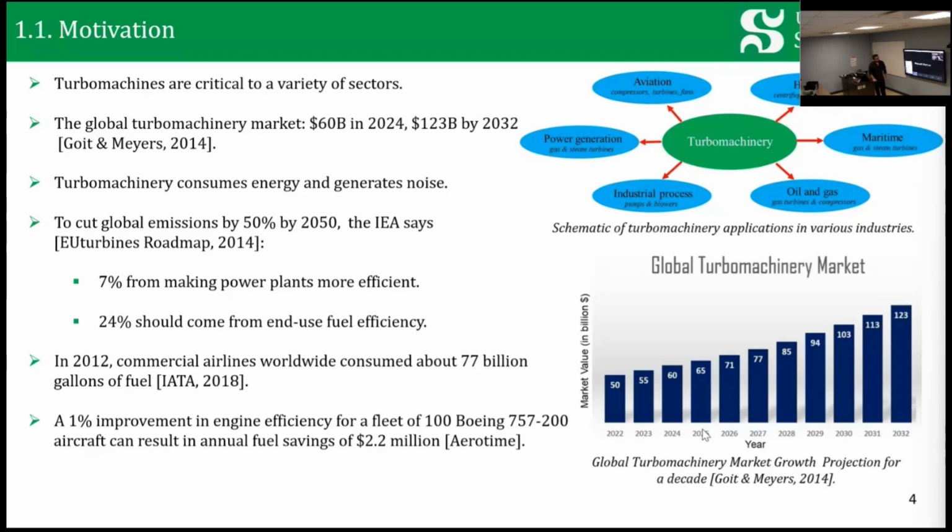An example from the aviation sector can illustrate how a slight improvement in the efficiency of a turbomachine can significantly reduce energy consumption. In 2012, commercial airlines all over the world consumed about 77 billion gallons of fuel. Only a 1% improvement in engine efficiency of 100 Boeing airplanes can result in annual fuel savings of $2.2 million.